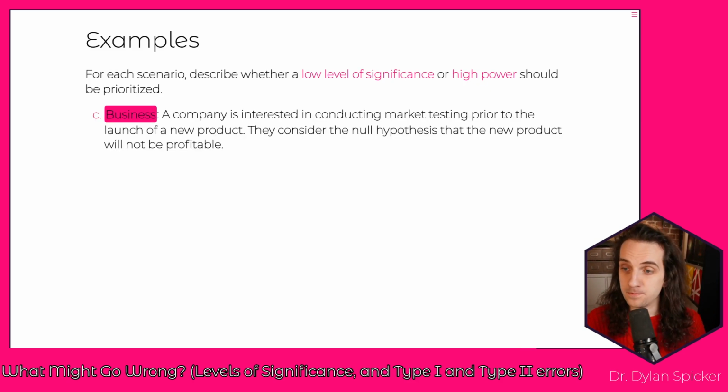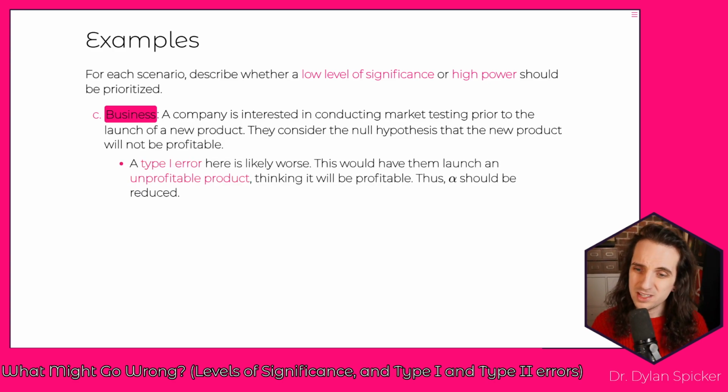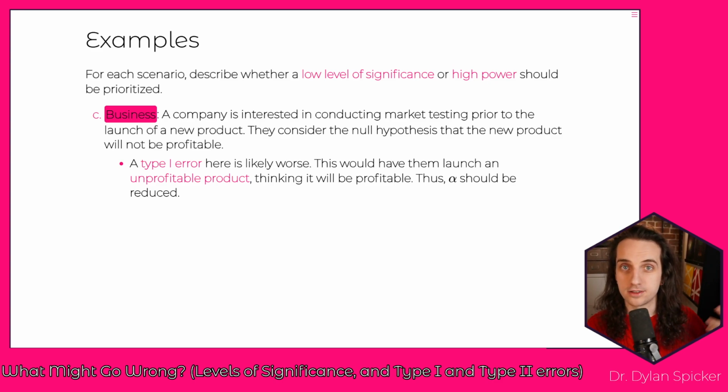Third example, we're thinking about this company launching a new product. Their null hypothesis is that the new product will not be profitable. So my first thought here is that a type 1 error is likely worse because that would have us launching an unprofitable product thinking that it's going to be profitable. You end up losing money. That's not great, right? And so in that case, alpha should be reduced.